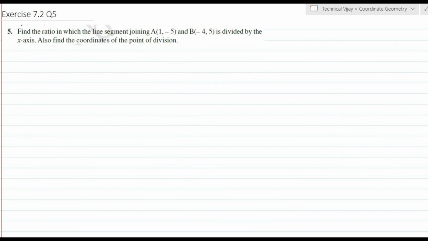Okay. So here, find the ratio in which the line segment joining A (1, -5) and B (-4, 5) is divided by the x-axis. So here this is the y-axis, this is the x-axis. Okay, (1, -5), maybe here, this is point A, and B is (-4, 5), maybe here. Okay, this is point B. Okay, so the line joining here AB, this line will cut the x-axis.